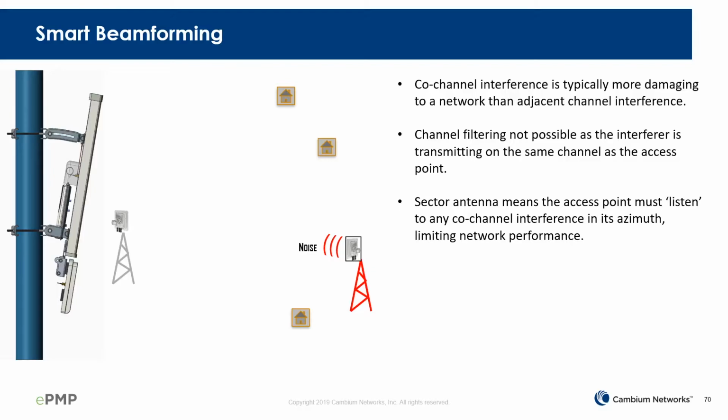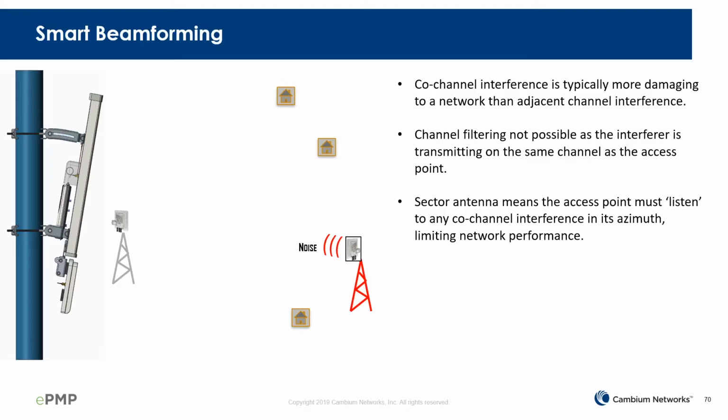The 90-degree sector antenna is still used for the downlink transmission from the AP, whilst the Smart Beamforming Antenna is used for the uplink transmission. Smart beamforming creates a narrow, targeted beam to each subscriber the access point wants to listen to when it is time for that subscriber to transmit.